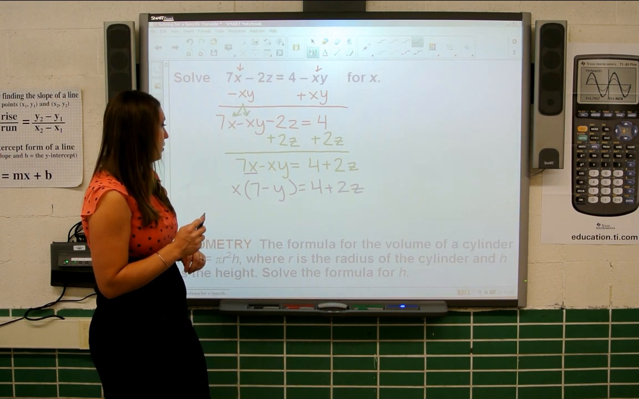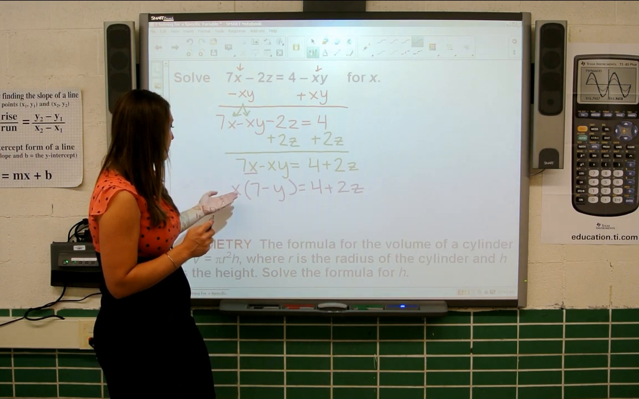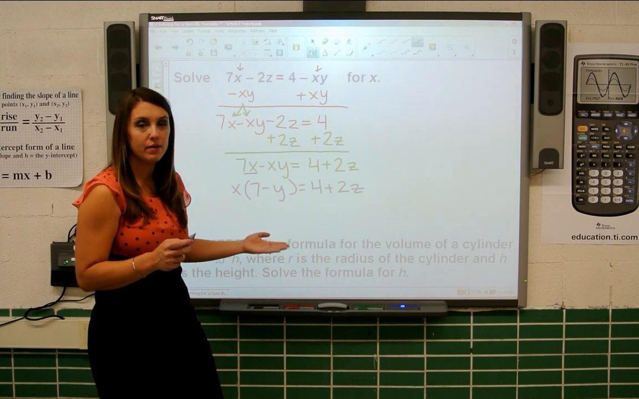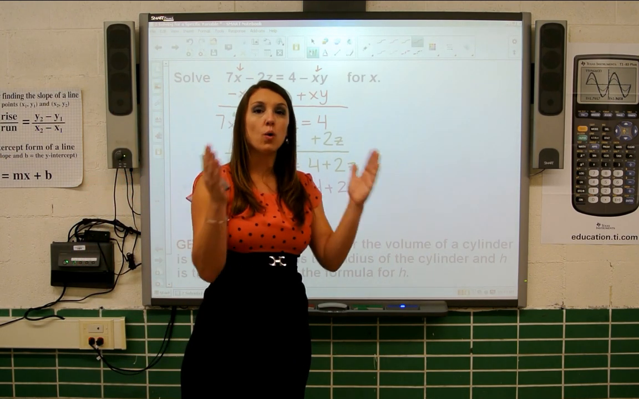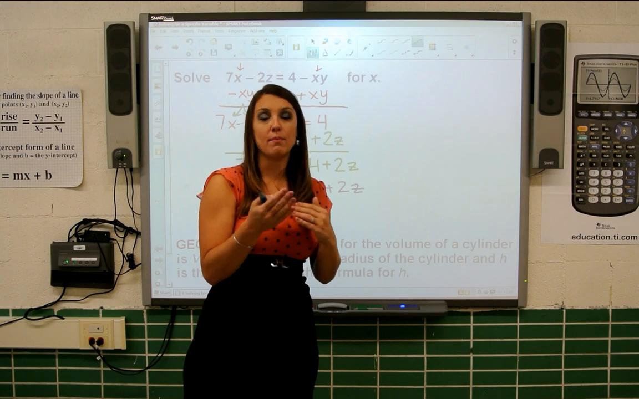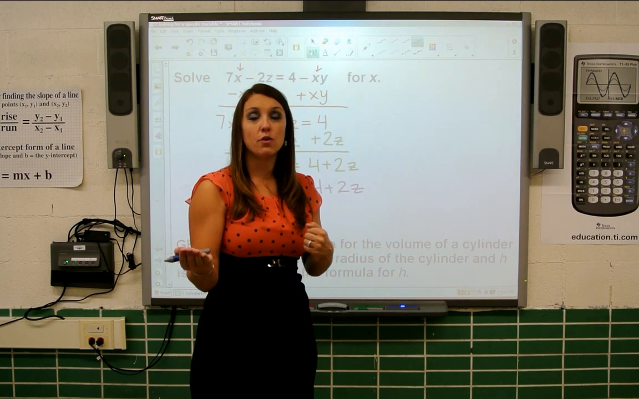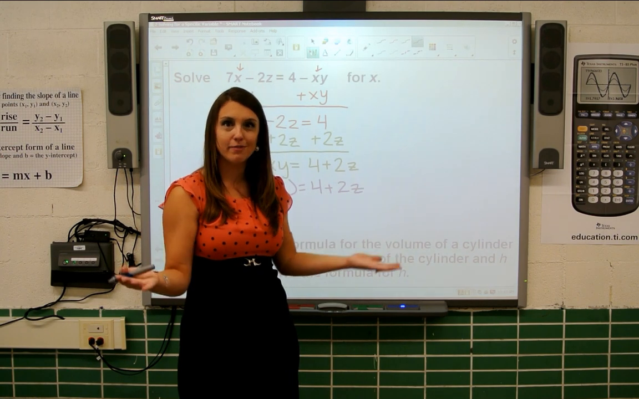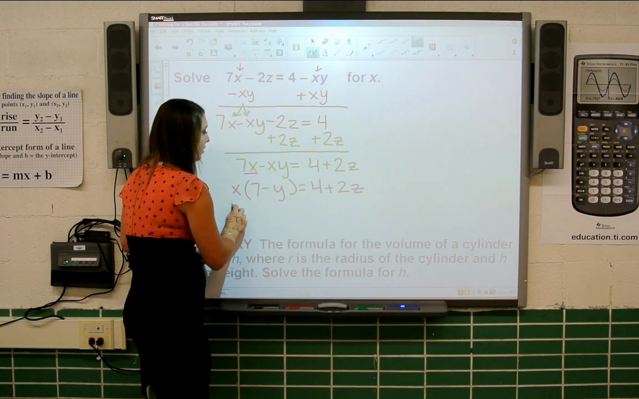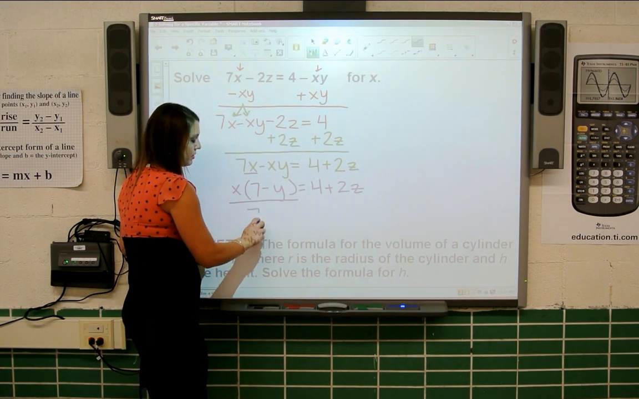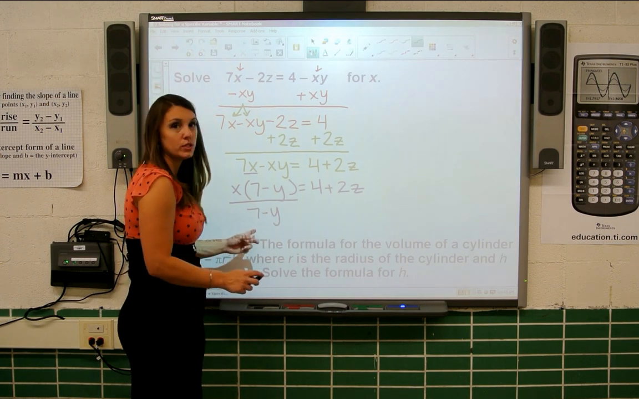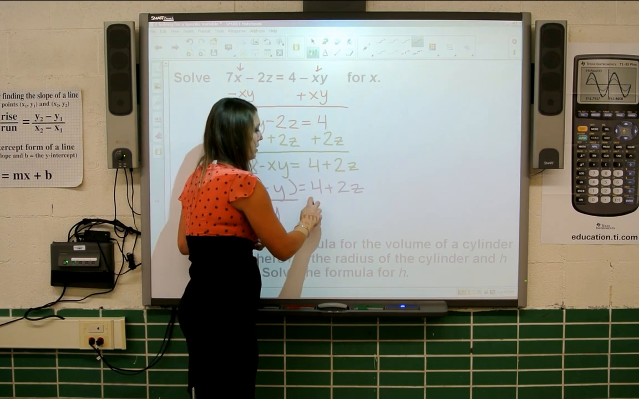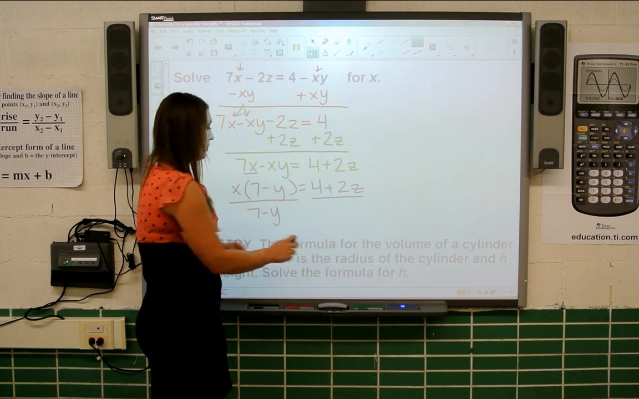Okay? Now, we have x, and we have this entire quantity, 7 minus y. That entire quantity is multiplied by the x. That's how they're attached. So if we want to unmultiply it, we divide. Okay? We're just going to divide an entire quantity. We're going to divide by the entire expression, 7 minus y, on both sides. Remember, keeping this equal, we got to do to one side what we do to the other.